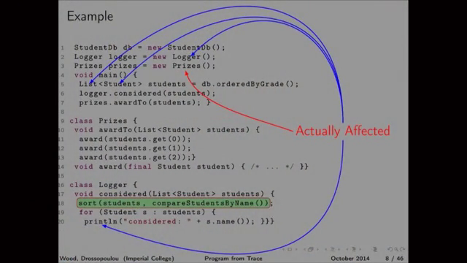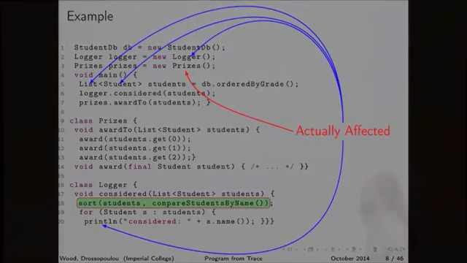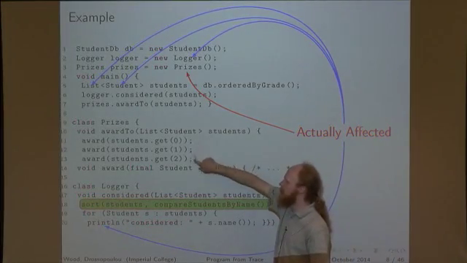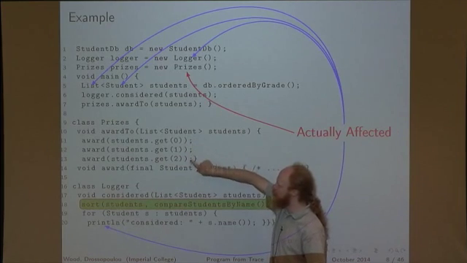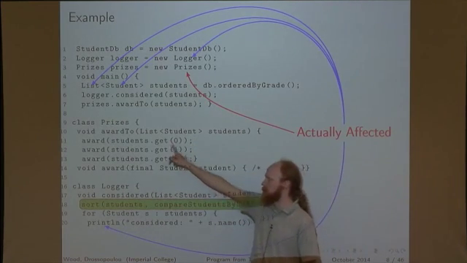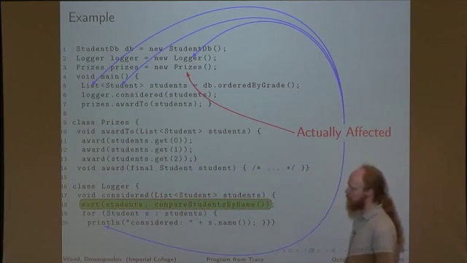So here, this program has a bug. This sort has a side effect on the list. So by the time we get to here, this object is going to execute differently. It's going to get different students and give them the prizes. Alphabetically, first students will get the prizes, which is good for some people, not for me.